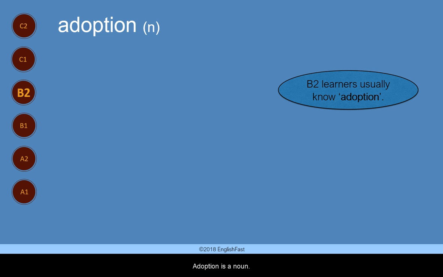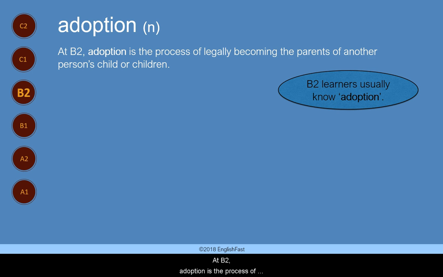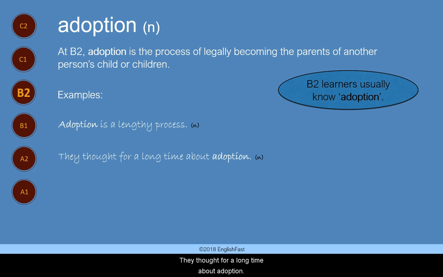Adoption. Adoption is a noun. B2 learners usually know adoption. At B2, adoption is the process of legally becoming the parents of another person's child or children. Here are some examples. Adoption is a lengthy process. They thought for a long time about adoption. The adoption of other people's children is a serious matter.